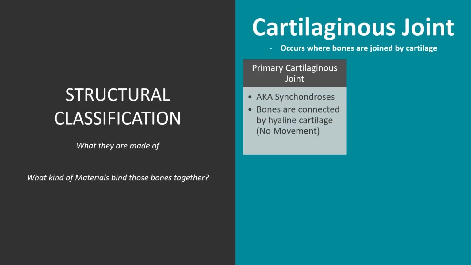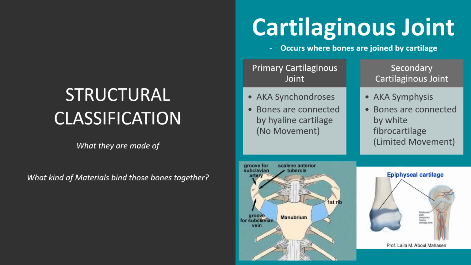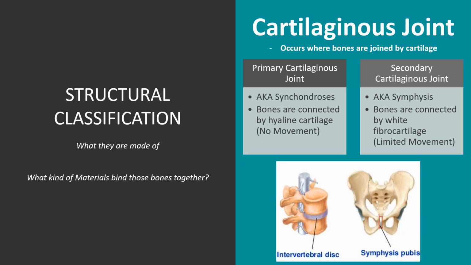So cartilaginous joints occur where bones are joined by cartilage. Primary cartilaginous joints, also known as synchondrosis, are bones that are connected by hyaline cartilage and provide no movement. The epiphyseal cartilage of long developing bones and the joints between the first rib and the manubrium sternum are examples of such a joint. The secondary cartilaginous joint, also known as symphysis, where bones are connected by white fibrocartilage, allows limited movement. An example of a secondary cartilaginous joint is between the vertebral bodies and the symphysis pubis.